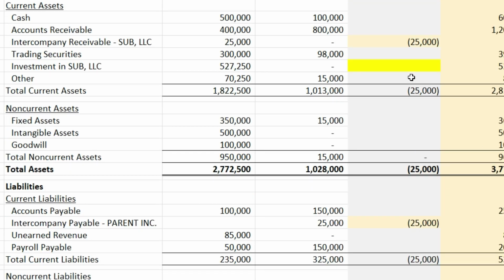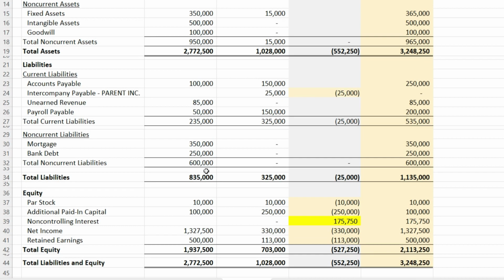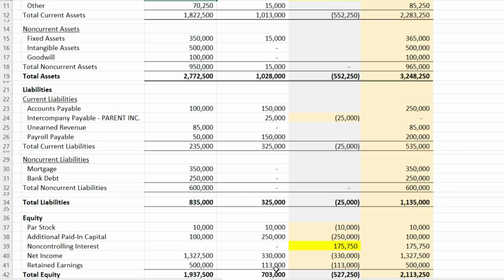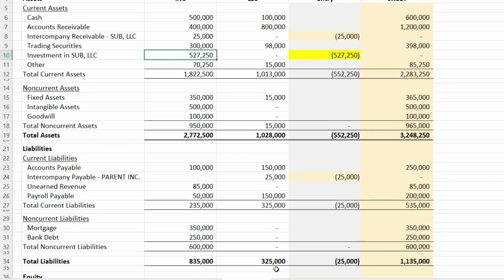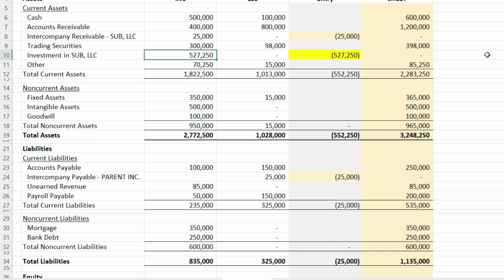And we're going to balance. I do want to say the investment in subsidiary on parent incorporated's books, normally if you own 100%, should equal the equity of the subsidiary, but since parent incorporated only owns 75% of sub LLC's ownership, that investment is only 75% of the net assets or equity in this situation. So we eliminate the sub, we layer in the 25% we don't own of the net assets, and now we have consolidated financials with non-controlling interest in them.